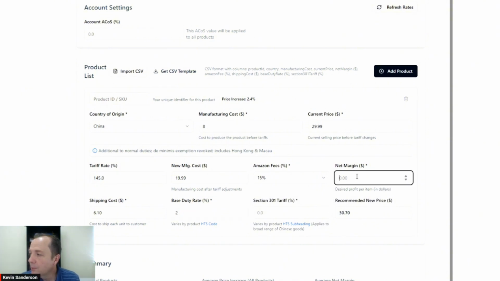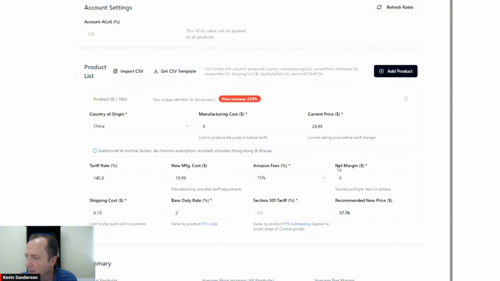All right. Then you want to put in whatever your net margin is. This is saying if you're okay with a zero net margin, you would just have a recommended new price of this. But let's say you want to keep a $6 net margin. Based on your $8 manufacturing cost, your 15% Amazon commission fees, and then your shipping costs, let's say FBA fee plus getting it to Amazon, inventory storage fees, all that fun stuff, about $6.10 per unit, this calculator is telling you your recommended new price is $37.76.